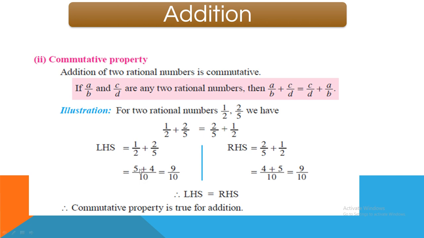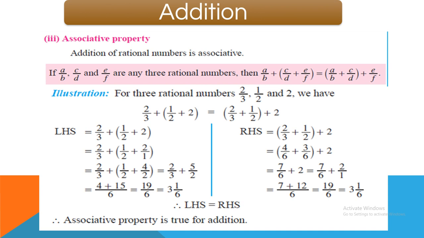So multiply 1 with 5 to get 5. Same way on the table of 5, where we get 10, we get it at 2. So multiply 2 with 2, you will get 4. So our sum comes out 9 by 10. Same way on the right hand side, again we are adding 1 by 2 and 2 by 5. LCM again 10. Same process, we get 9 by 10. So left hand side is the same as right hand side. So it means the commutative property is satisfied for addition in rational numbers. Means if we change the order of addition of rational numbers, the result will always be the same.